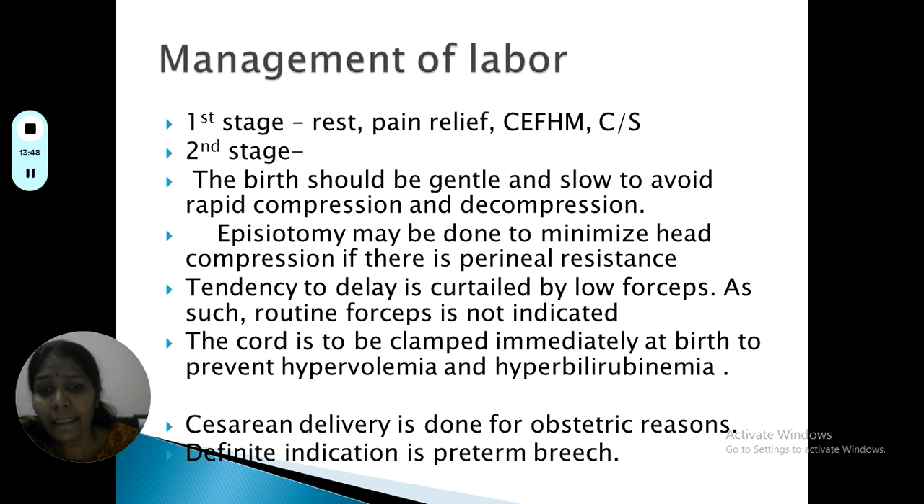And cesarean delivery is done only for obstetric indications, and a definitive indication for cesarean delivery in a preterm birth is a preterm breech presentation, where there will be difficulty in delivery of the aftercoming head. So a cesarean section with a vertical incision on the uterus can be done for the preterm breech.